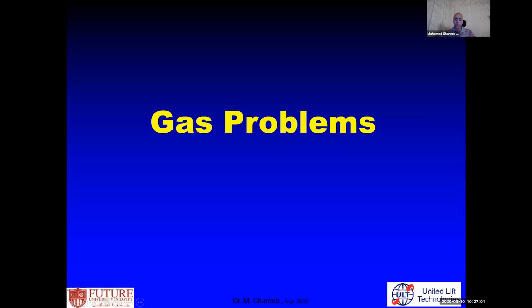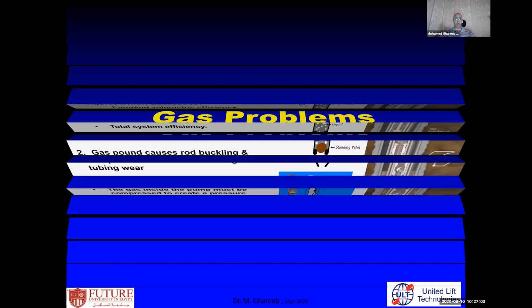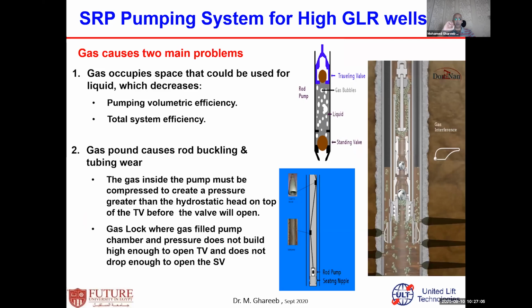Okay, gas. What is a gas problem? Remember, gas is a big problem. Gas problem affects the volumetric efficiency. Gas reduces my volumetric efficiency, and so it reduces my total system efficiency.